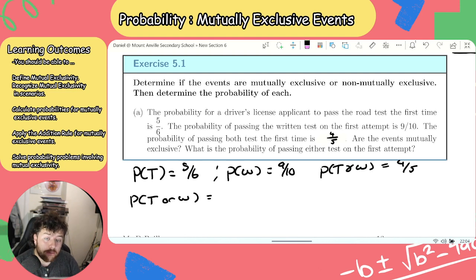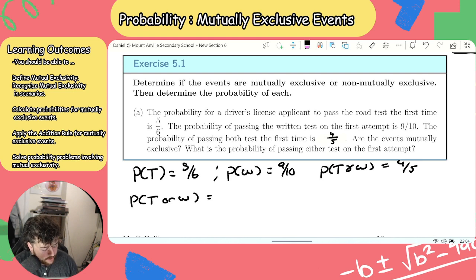So probability of passing the driving test the first time, or the written test the first time. These are non-mutually exclusive events, because of course you're going to have people who pass the written and pass the driving test first time. It's me. I passed my driving test and did my written test first time. Just want to drop that there.